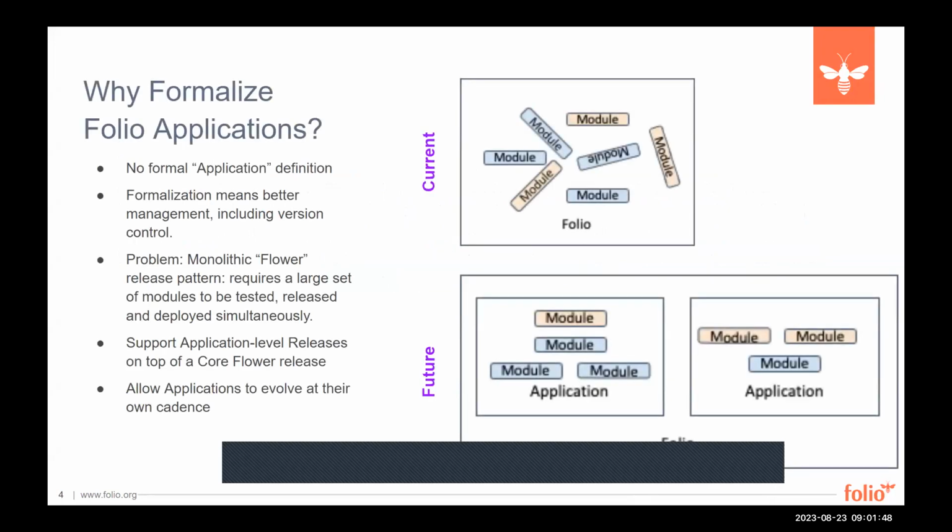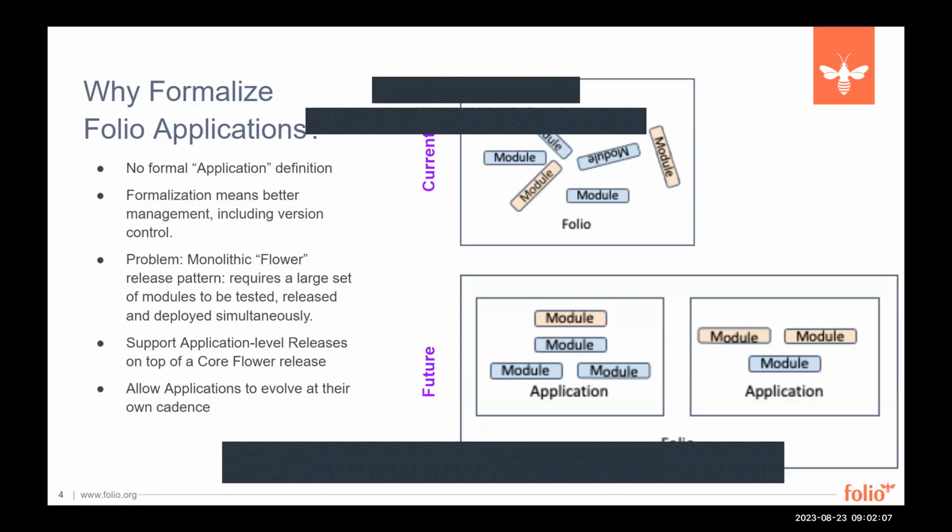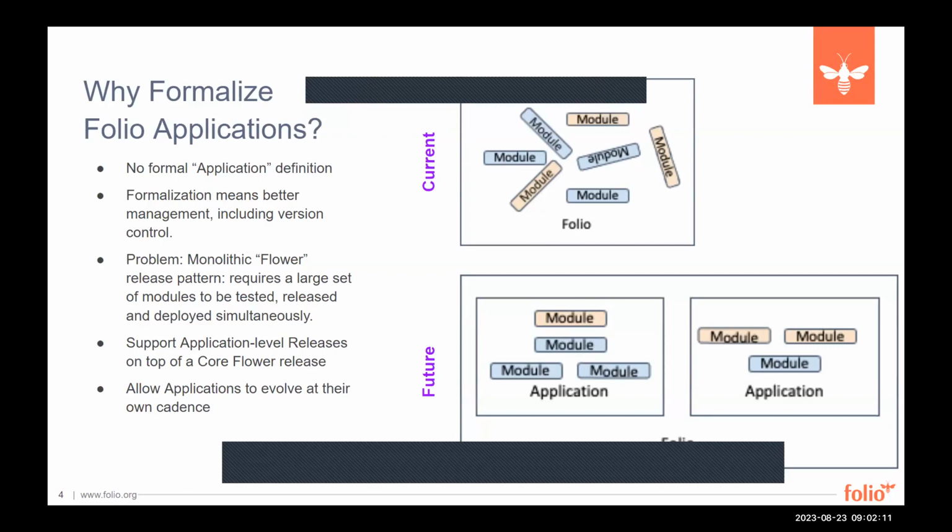So here you see the top right corner, that's basically what we have today. It's a collection of modules. Some of them are business logic modules, some of them are edge modules, some of them are storage modules, UI modules, etc. And the idea is to formalize this, or group those logically into applications. And so it's more like the picture on the bottom. So you have fewer things to manage, right?